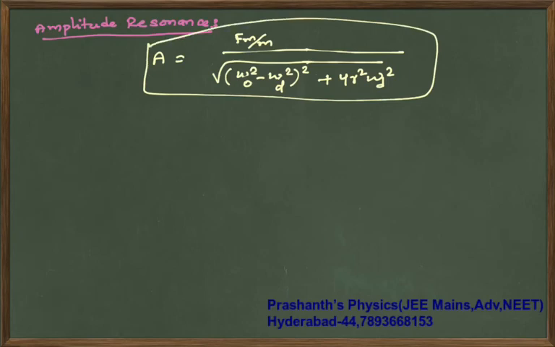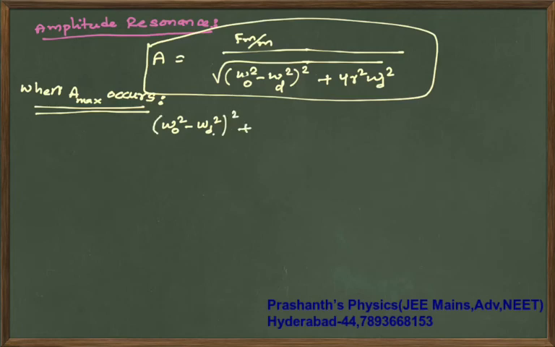Now when will maximum amplitude occur? When A max occurs, omega naught square minus omega d square whole square plus 4 gamma square omega d square is minimum, because this term is in the denominator. If you want A on the left hand side to be maximum, this must be minimum.